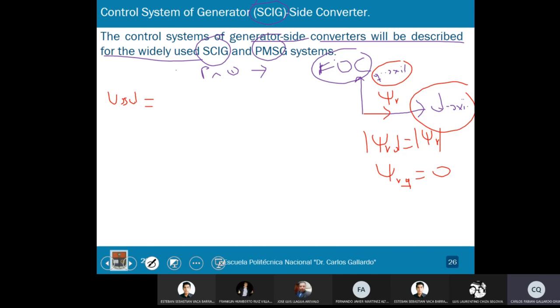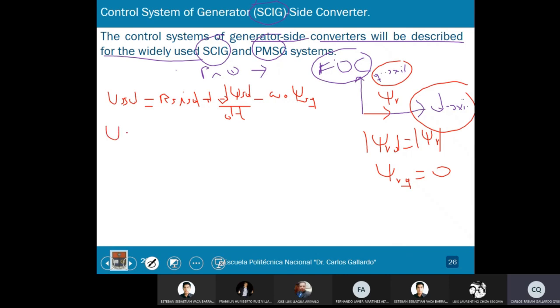I will have here the stator voltage on D-axis is equal to the stator resistance times the stator current on D-axis, plus the derivative of the stator flux on D-axis with respect to the time, minus the synchronous speed times the stator flux on Q-axis. This is the D component. What about the Q component?